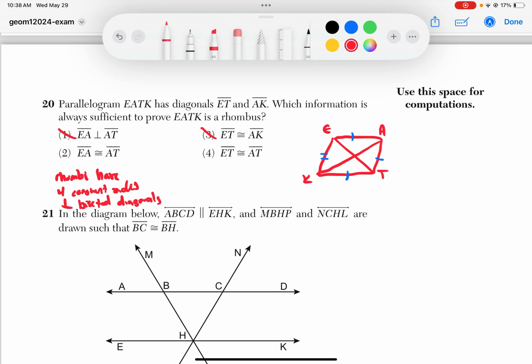Number 4, ET is congruent to AT. I don't even know how to draw that. That tells me the angle isn't right. I'm pretty sure it's not 4. I can't even think of a way to draw that would make any sense. And I'm seeing number 2 is a sufficient proof. So it's got to be 2.